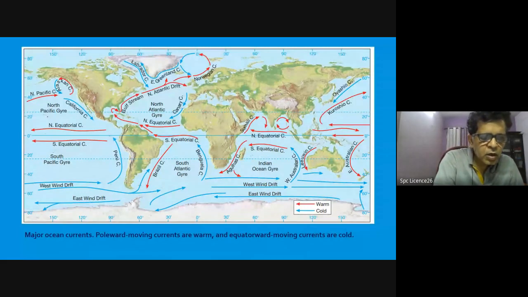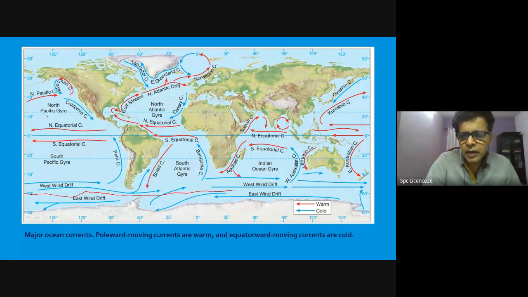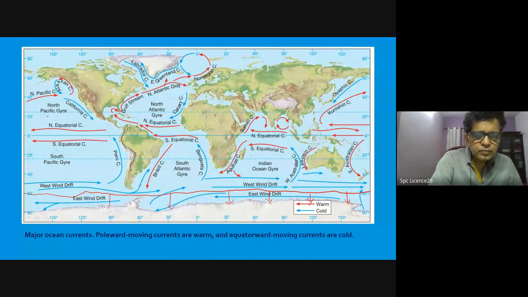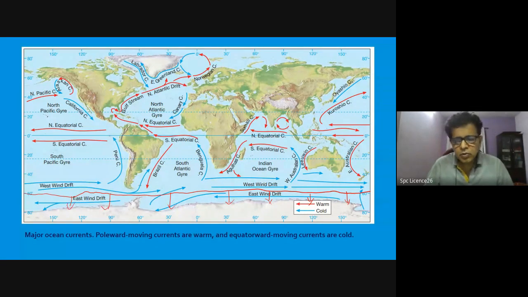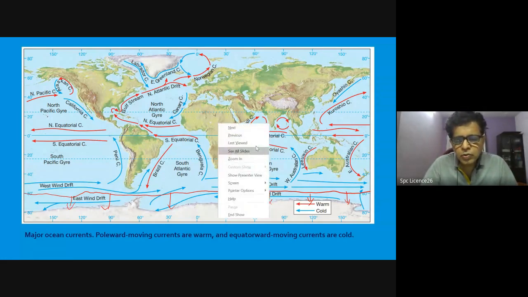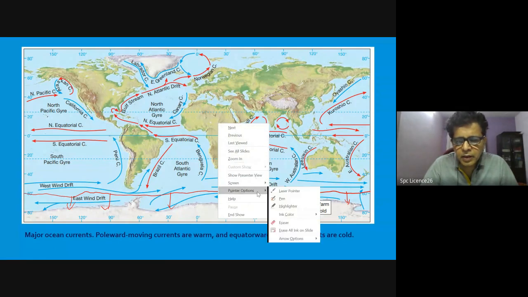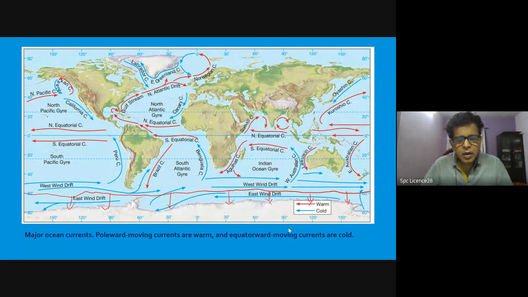If I am to mark the Southern Ocean here, this would be the marking of the Southern Ocean. From 60 degrees onwards, all this is going to be your Southern Ocean as such. Okay, this is the Southern Ocean. Let us keep the Southern Ocean issue a bit aside and try to understand how these ocean currents work.